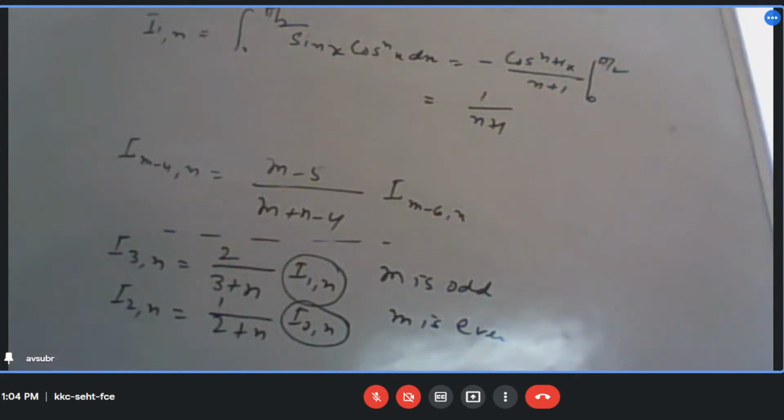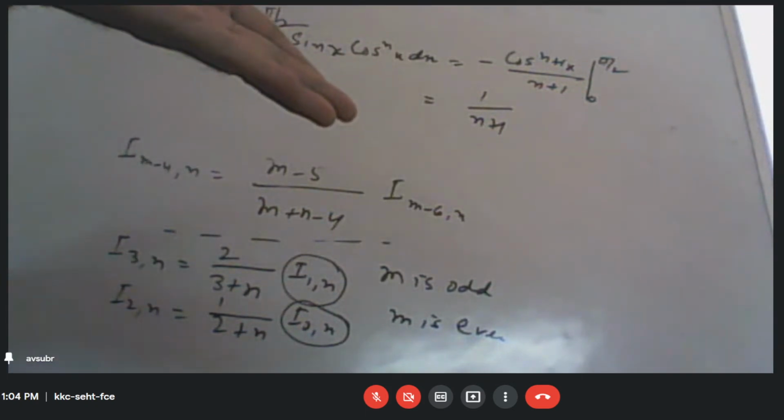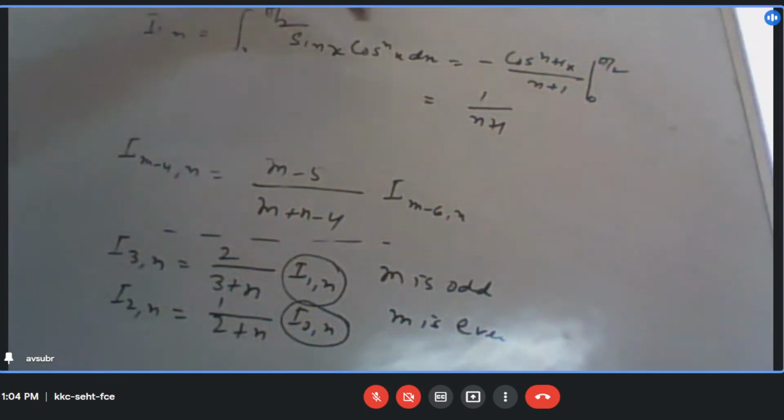Fine. This is the formula we have, right? So sin x cos to the power n x dx, we just found its formula. Right? We will put it in some formula and we will get this, right? And m equal to 1 and n is equal to n, right? That is what the thing is.